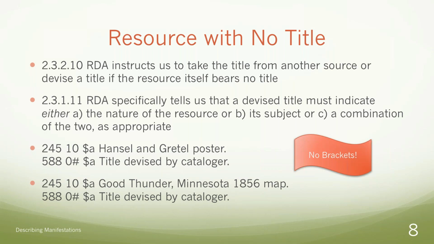There may be maps where there is no title. For example, these are good examples of still images. You've got a map, there's no title, but you know the date of the situation, you know the location, so you can put all of those things together and say it's a map of this place with this particular date. And then notice that these title propers have no brackets.